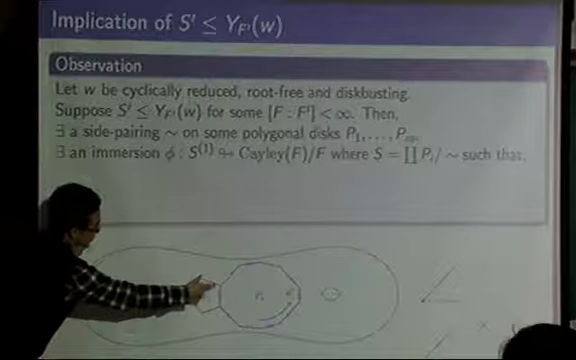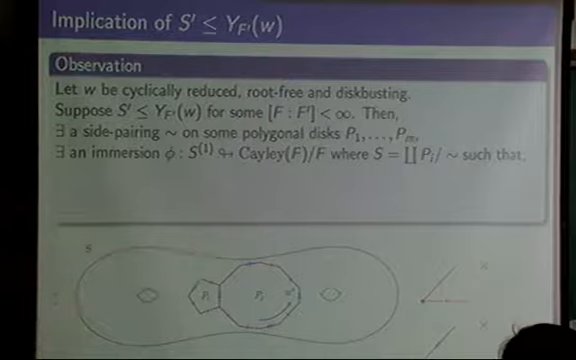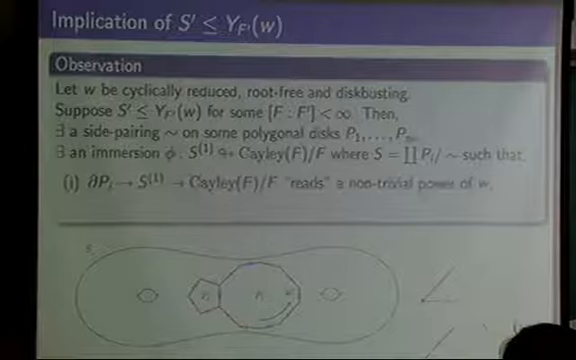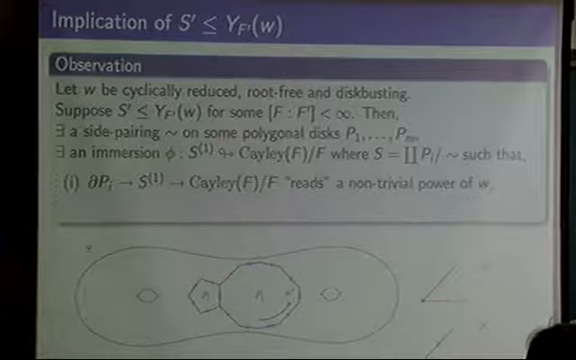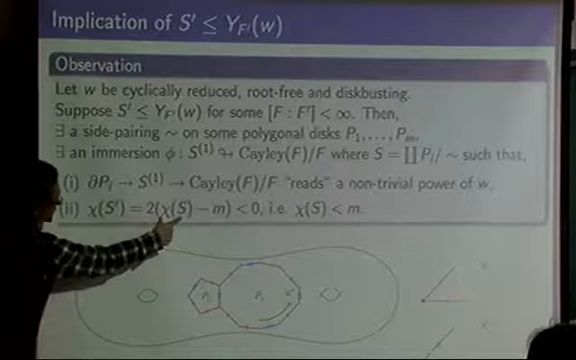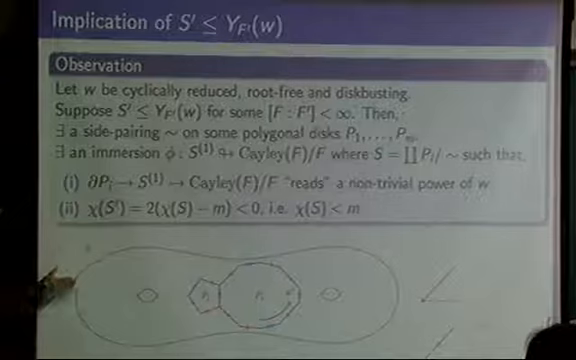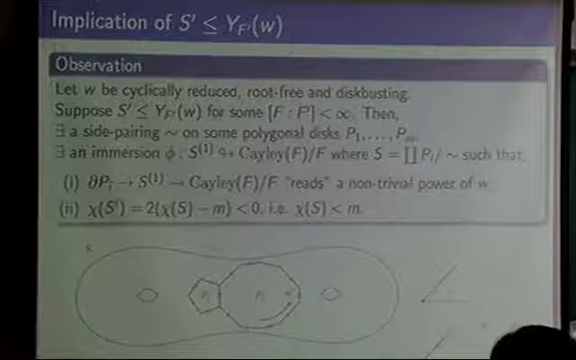Each edge is oriented and labeled, and that immersion condition means also that at each vertex, one does not see any two incoming edges or two outgoing edges of the same label, such that the boundary of each polygon will read some power of W. And the Euler characteristic of S minus M will be negative. In other words, the Euler characteristic of this new surface will be less than the number of disks. So we're going to promote this as the definition.